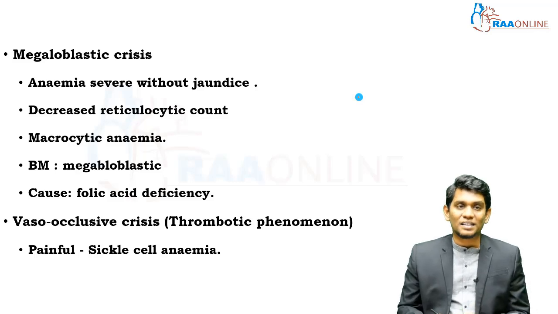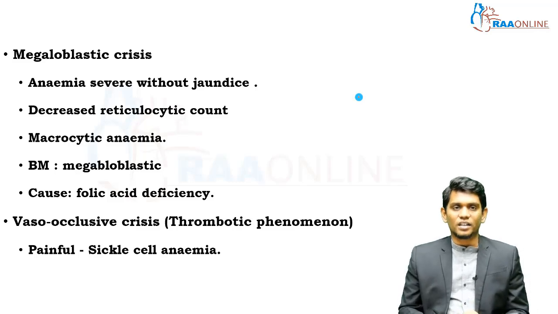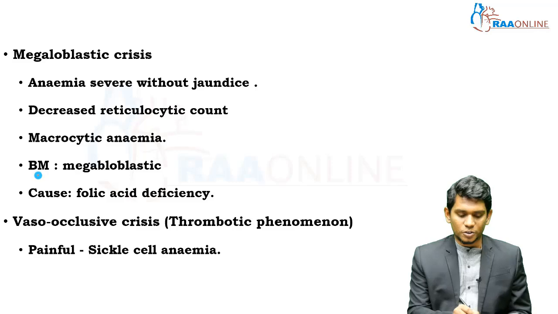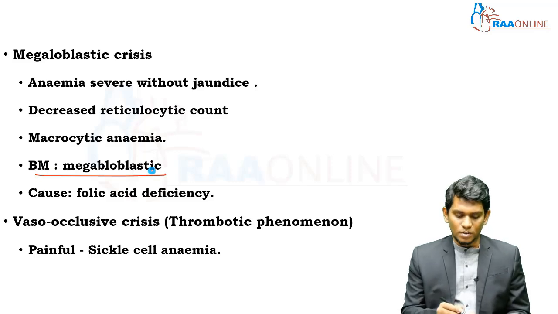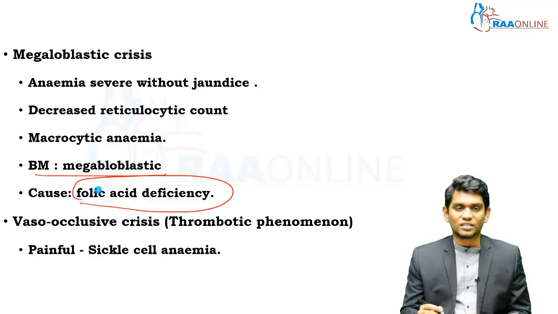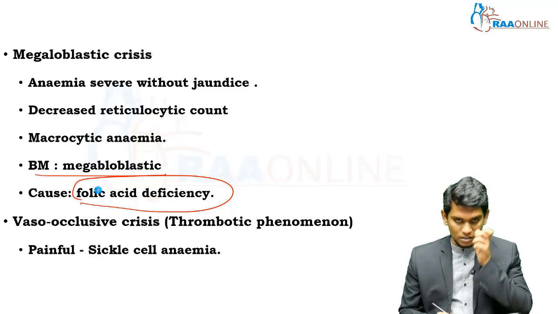Something called megaloblastic crisis. This is a severe anemia without jaundice in hemolytic disease, where there is reduced reticulocyte count and some macrocytic features, and the bone marrow shows megaloblastic anemia, because of folic acid deficiency coexisting with the hemolytic anemia.